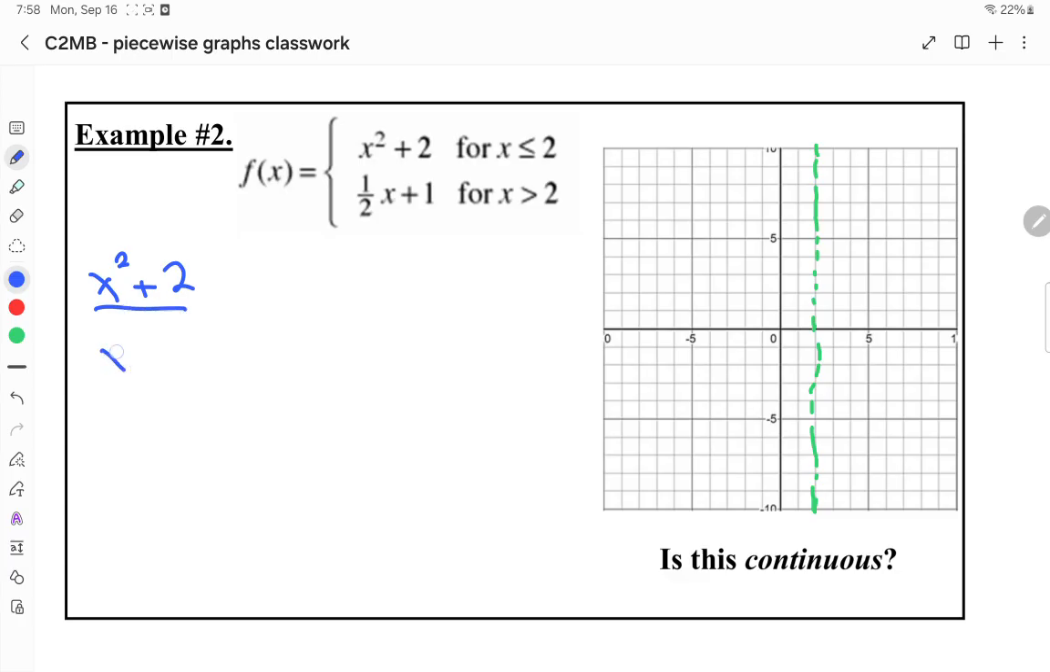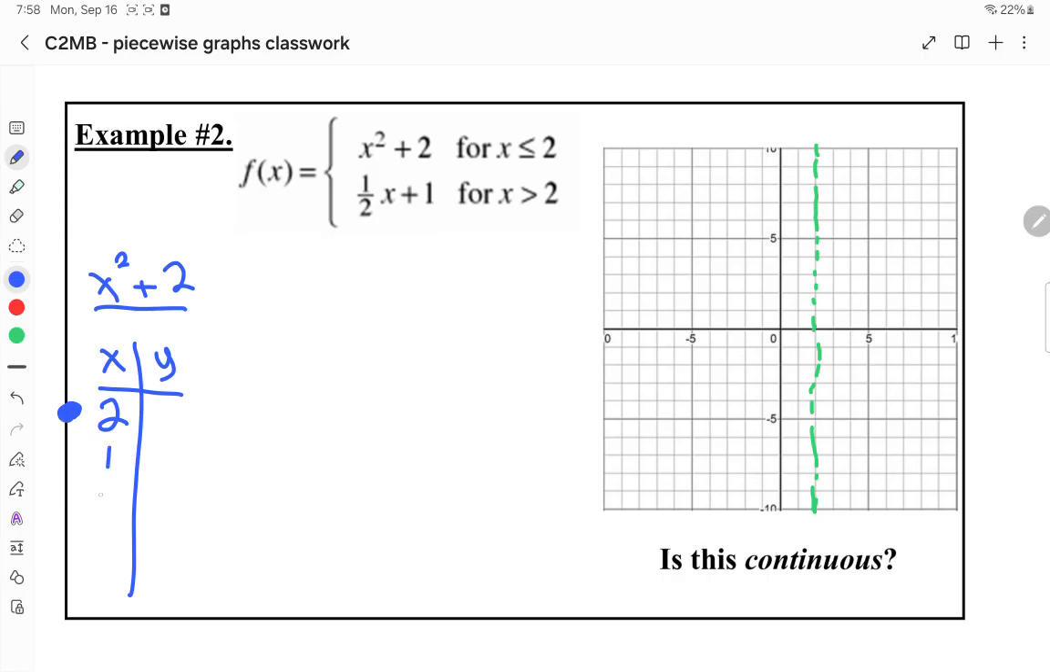I write the equation out just so it's easier to plug in. Then I want values less than or equal to 2. You're always starting with the transition point. So before you even consider which way you're going, start with the transition point, and then values less than 2.